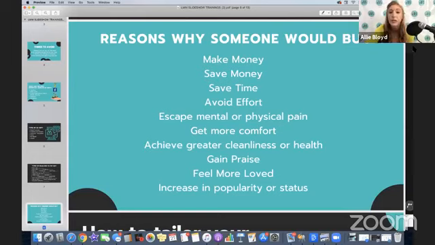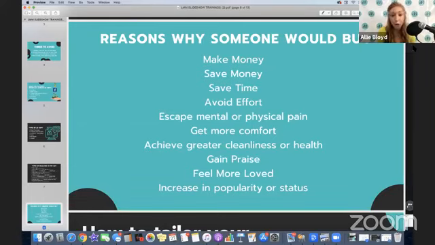So these are the 10 most common reasons why someone would buy anything. Okay, number 1, to help them make money. Number 2, to help them save money. Number 3, help them save time, avoid effort, escape mental or physical pain, get more comfort, achieve greater cleanliness or health, gain praise, feel more loved, or increase in popularity or status. These are all tied to our basic human needs.